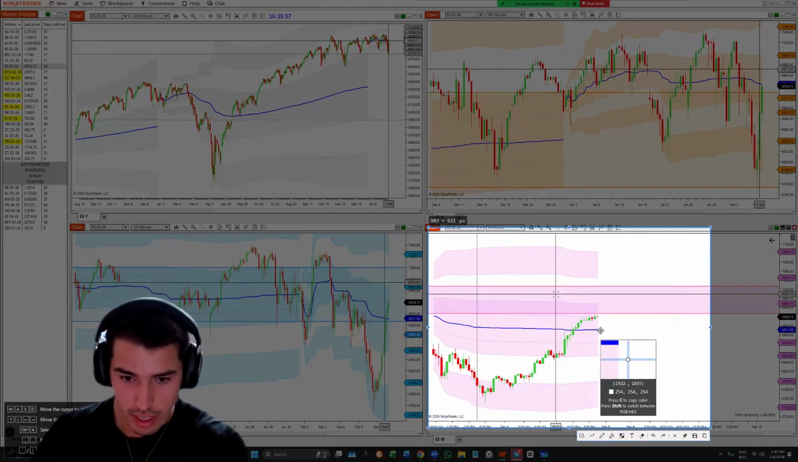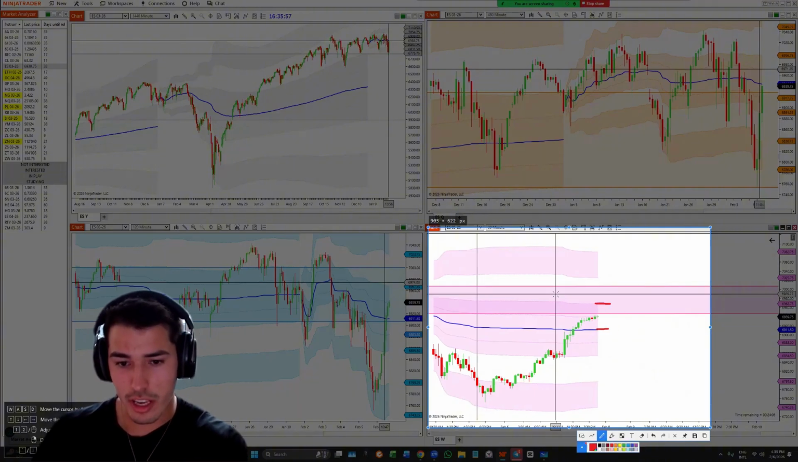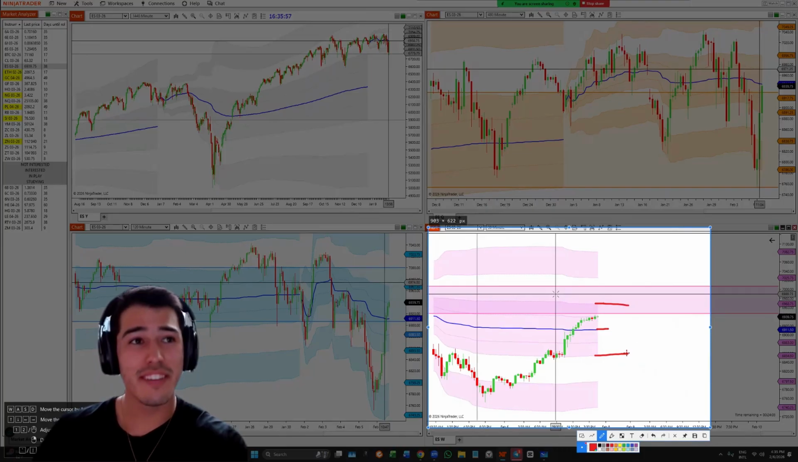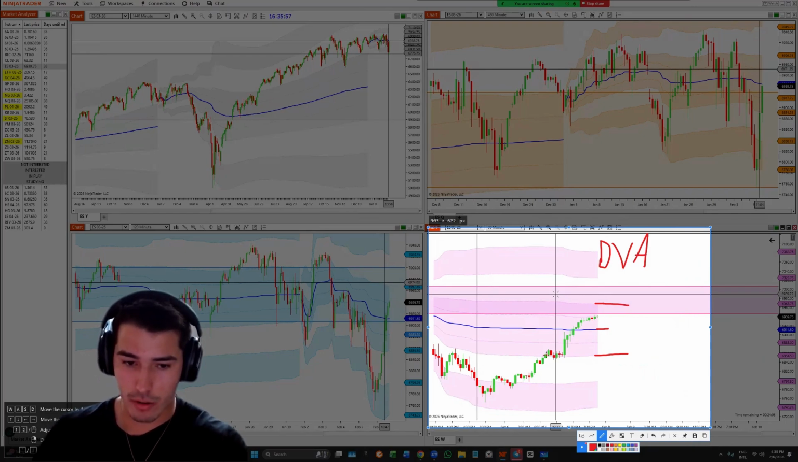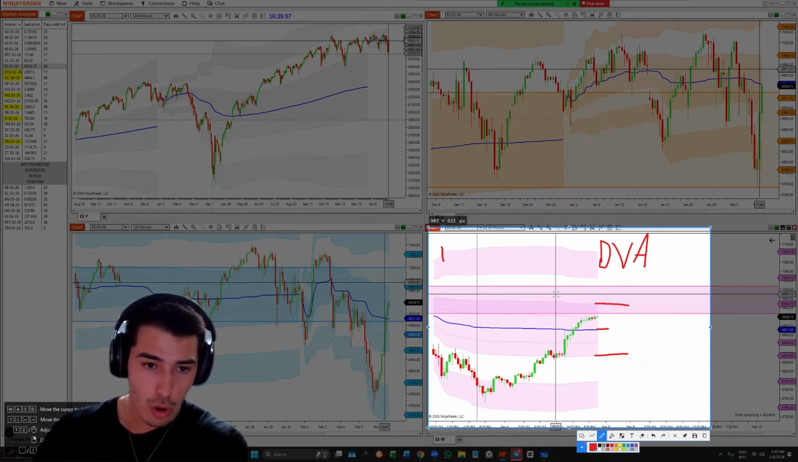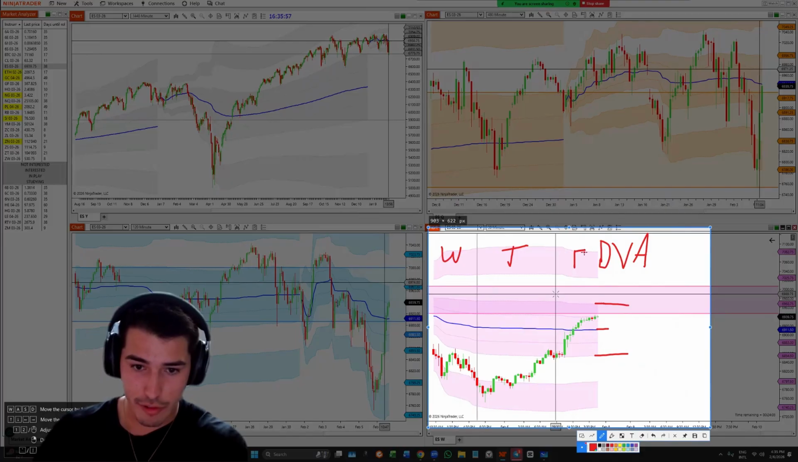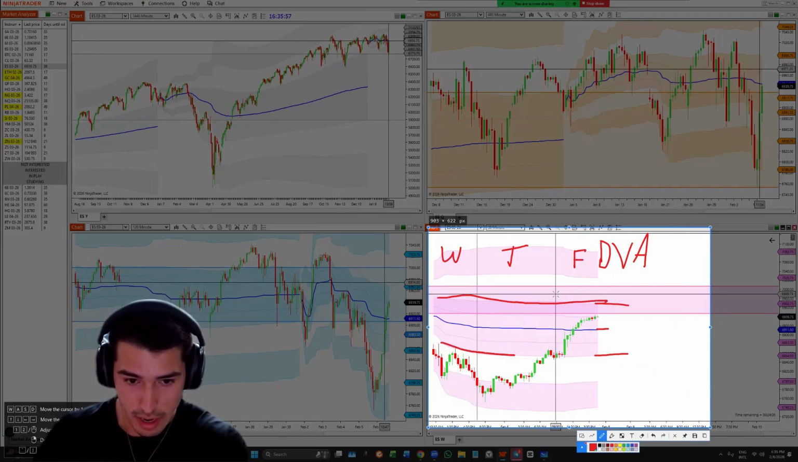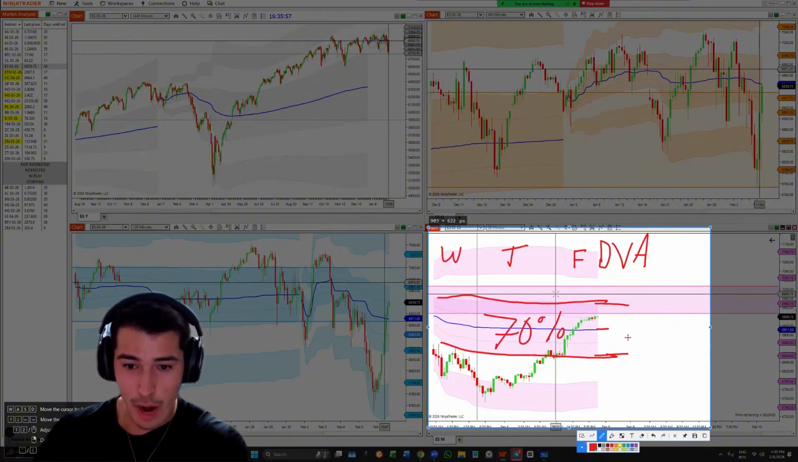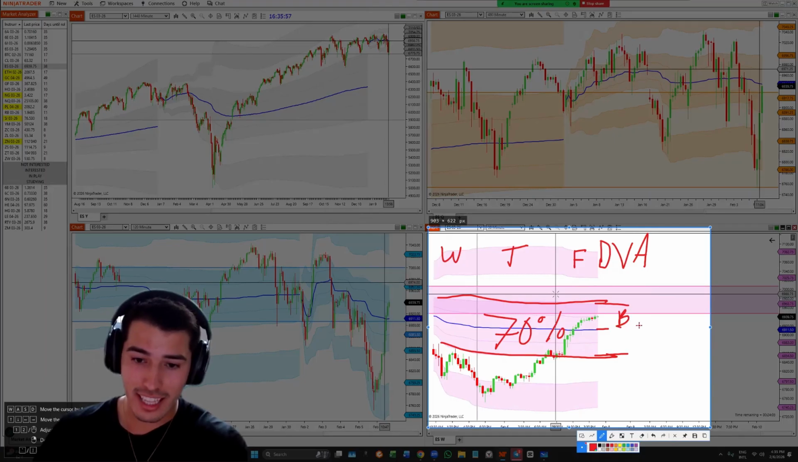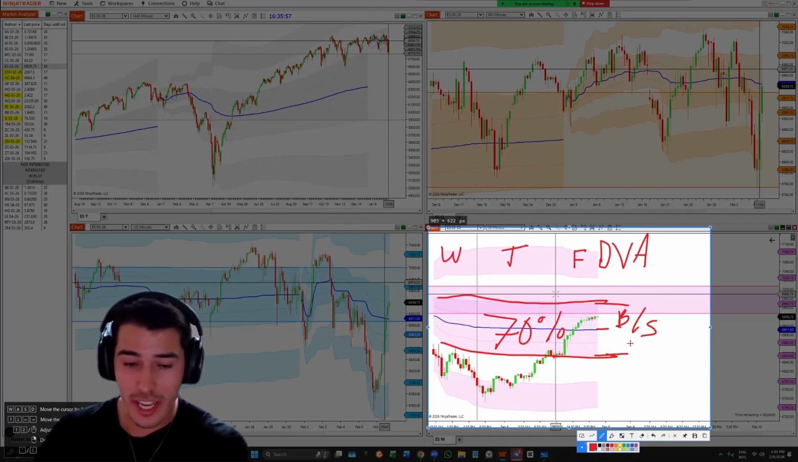Right here, we can see this is VWAP. Right here, this is VWAP. And we can see this is the developing value area. This is the value area that is developing right now. So let's say this is the Wednesday, Thursday, and Friday session. Then this is the 70% we are in. So this is the area where buyers and sellers are agreeing.